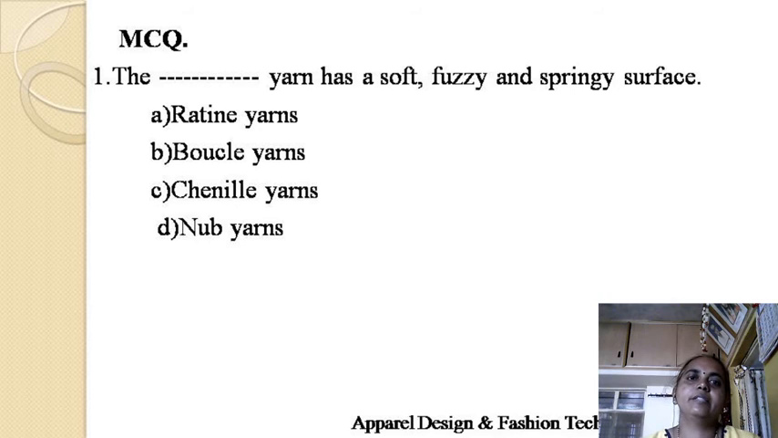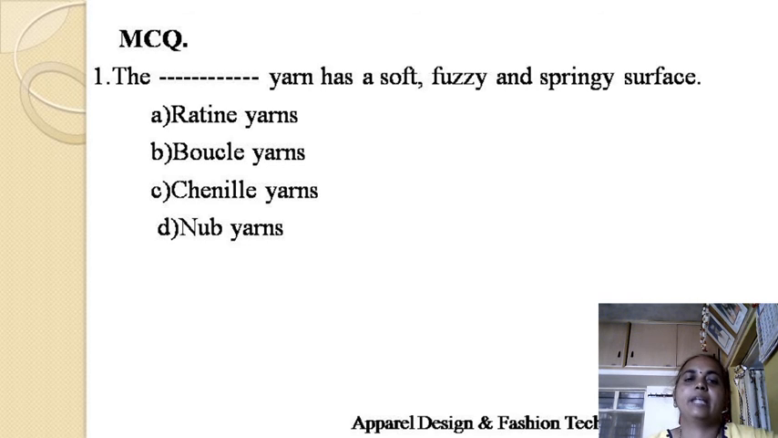After understanding this, if you have doubts, you ask, or you have to answer the multiple choice questions. First one is, the dash yarn has a soft, fuzzy and springy surface. Options are: first option is rattan yarn, second boucle yarn, third chenille yarn, D nub yarn.